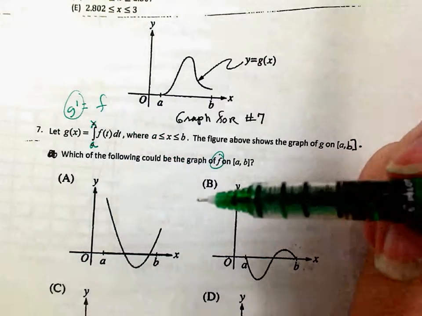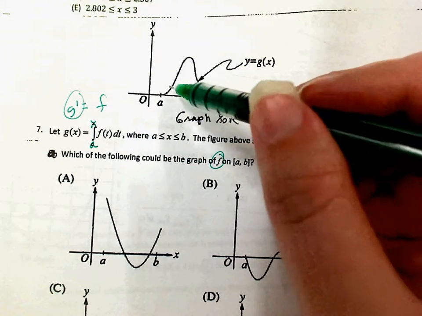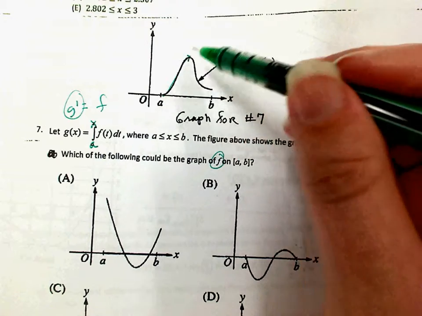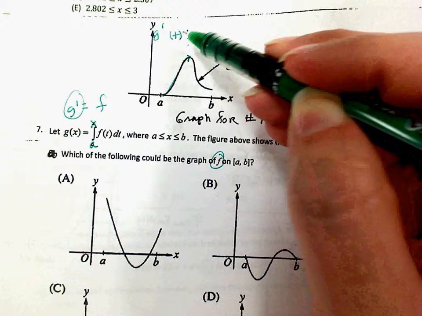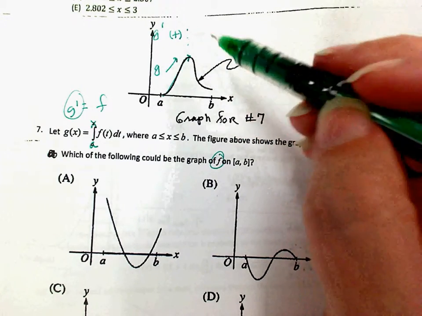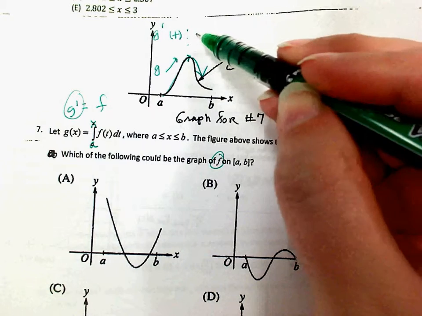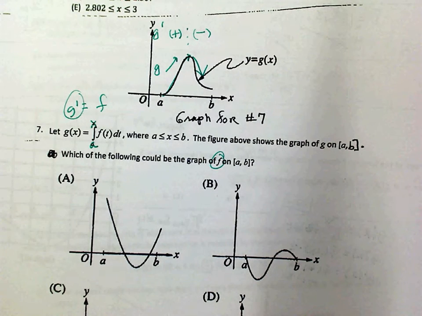So if g is increasing, what does that mean about g prime? No, you're right. G is increasing, so g prime should be positive. And then g is decreasing, so g prime should be negative. So which one has a positive and then a negative between a and b? C? Yeah, positive and then negative, so yeah, C.